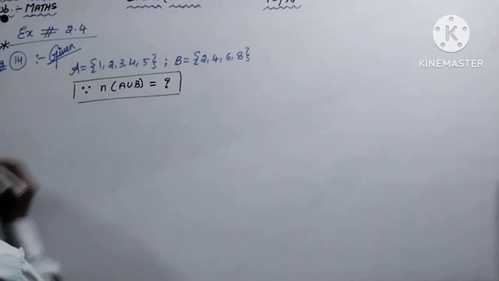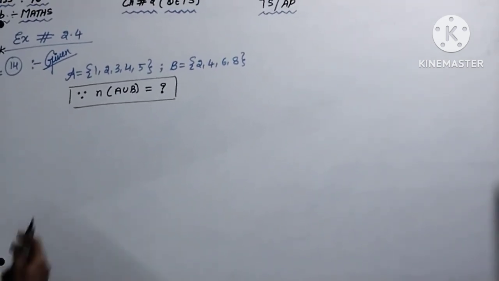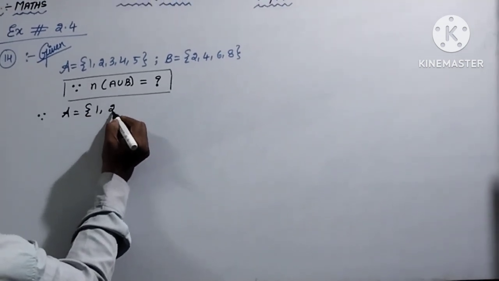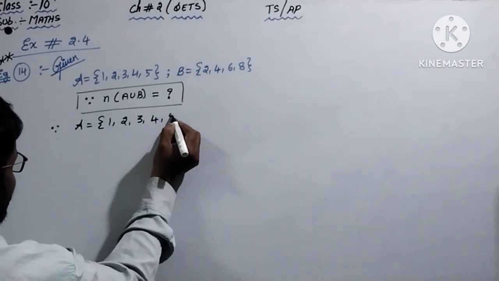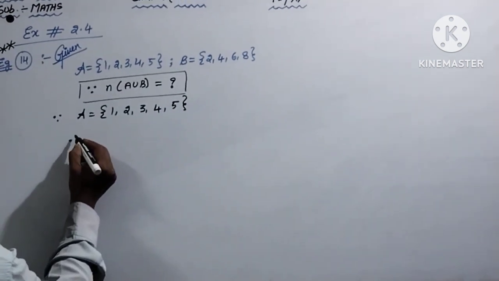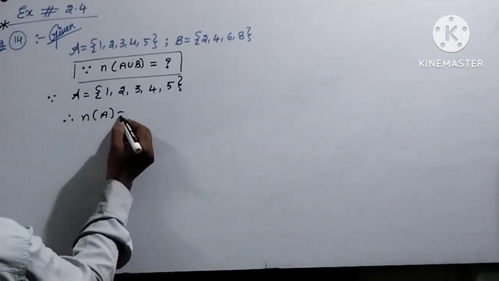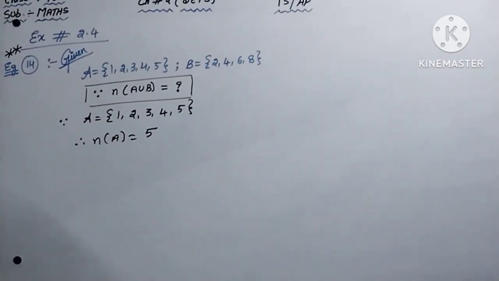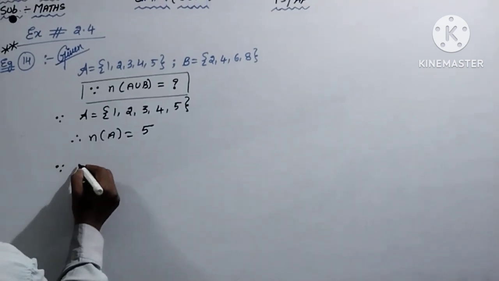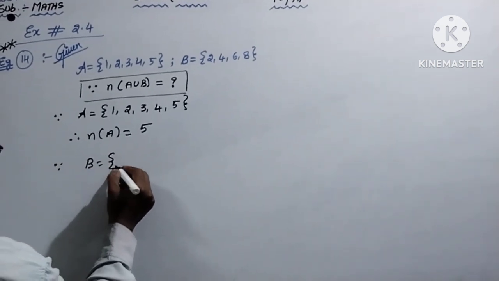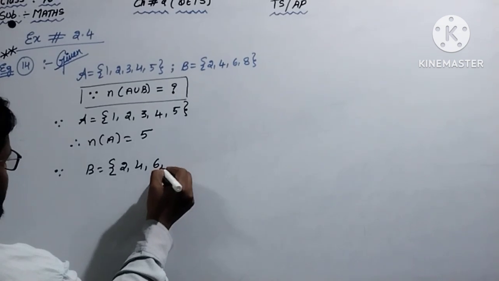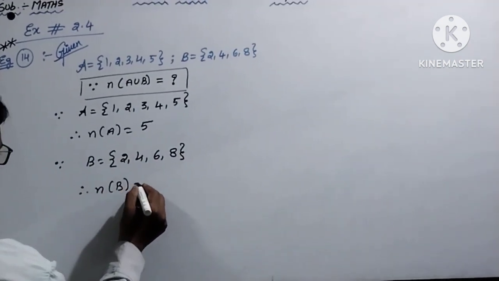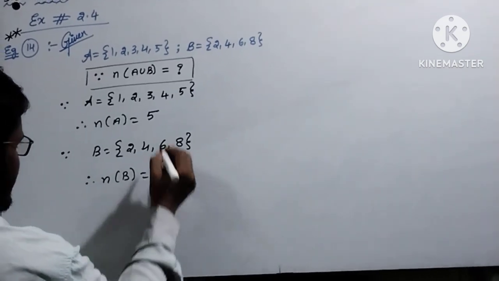Set A contains the elements 1, 2, 3, 4, 5. Then n of A is how many elements this set contains? 5. 5 is the answer. Then one more. Set B contains the elements 2, 4, 6, 8. Then n of B, how many elements does it contain? 4. This is the answer.